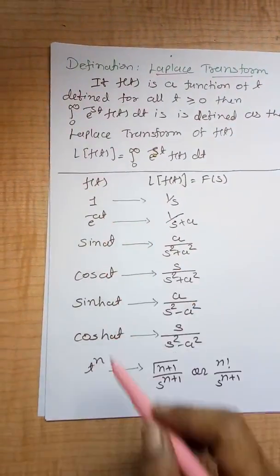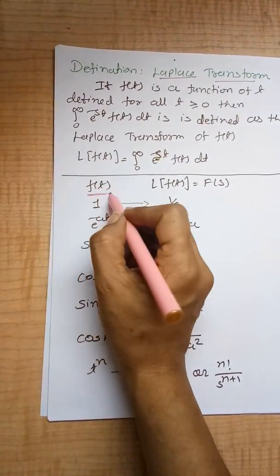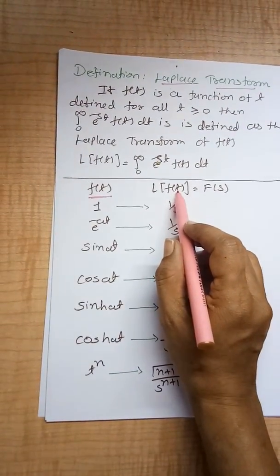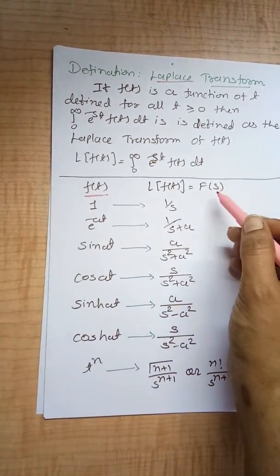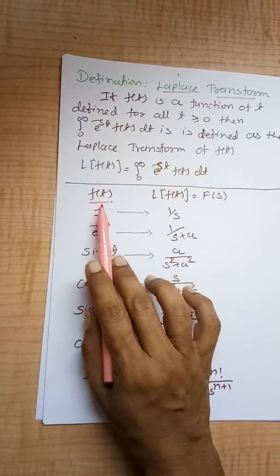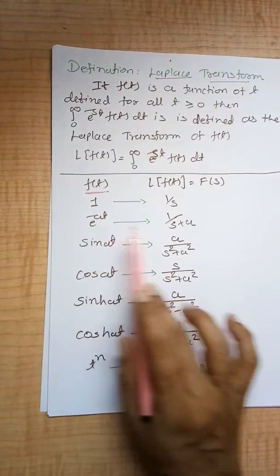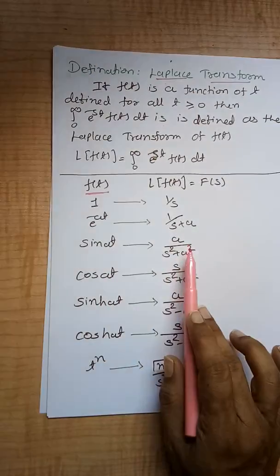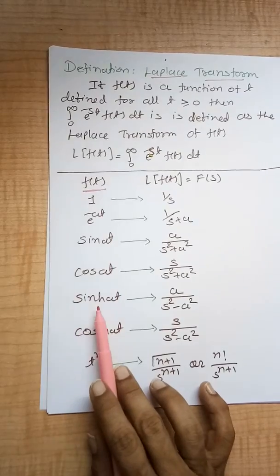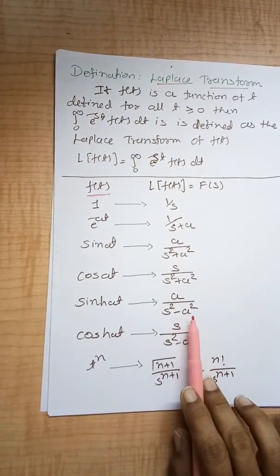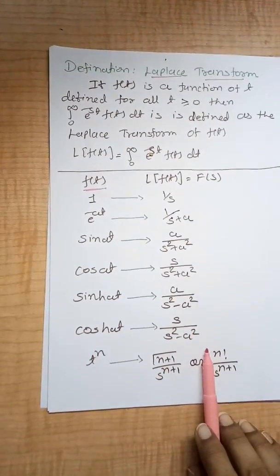These are some basic formulas of Laplace transforms. If we have the function f of t and if we apply the Laplace on this function, we get the solution in the form of s. So if our function f of t is 1, it is 1 by s. e raised to minus at gives 1 upon s plus a. sin at gives a upon s square plus a square. cos at gives s upon s square plus a square. sin hyperbolic at gives a upon s square minus a square. cos hyperbolic at gives s upon s square minus a square.